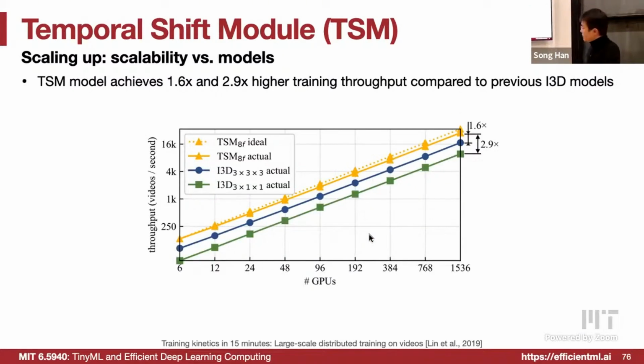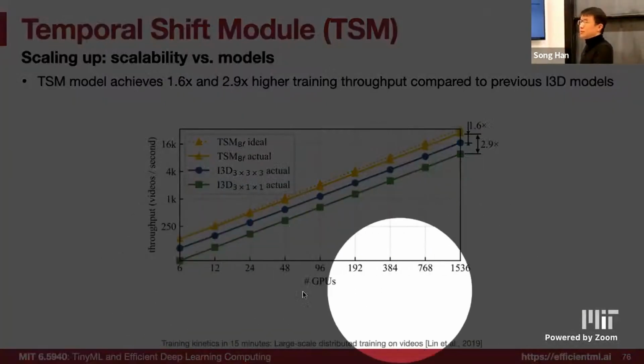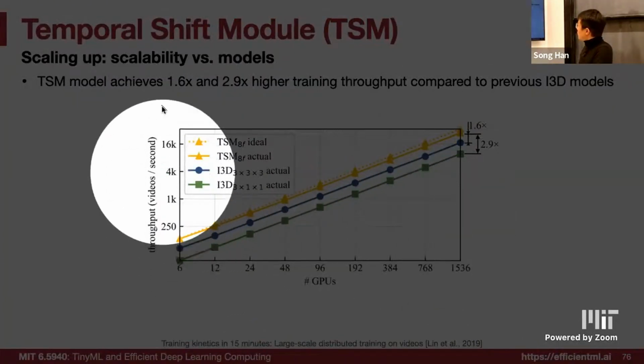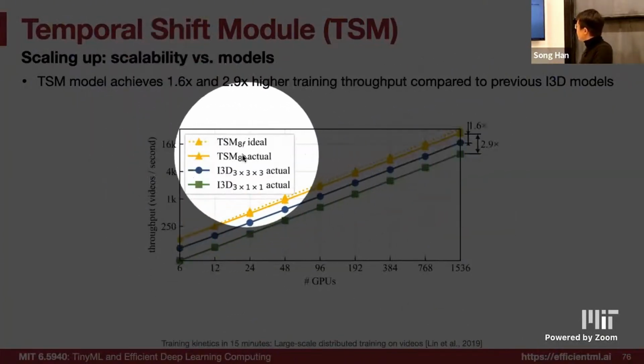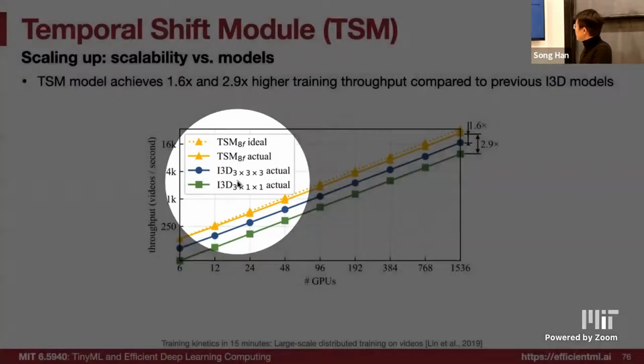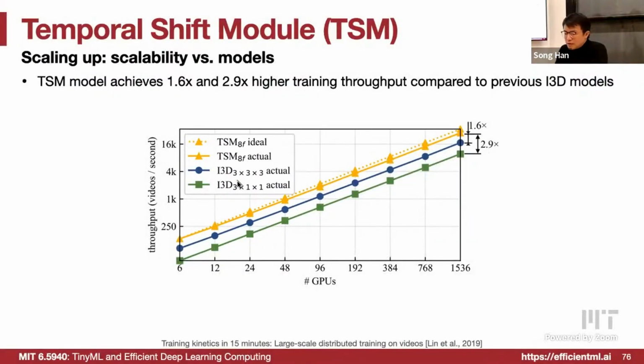So this is showing the scalability as we are increasing the number of GPUs. What is the throughput? TSM has the highest compared with different baseline methods like I3D methods.